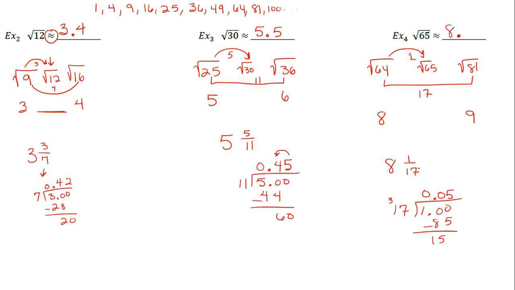So 8 and 1/17 is 8.05, which would round us to about 8.1, which makes sense because the square root of 64 is 8, a perfect square number. However, 65 is just outside of that perfect number, so 0.1, which makes sense.